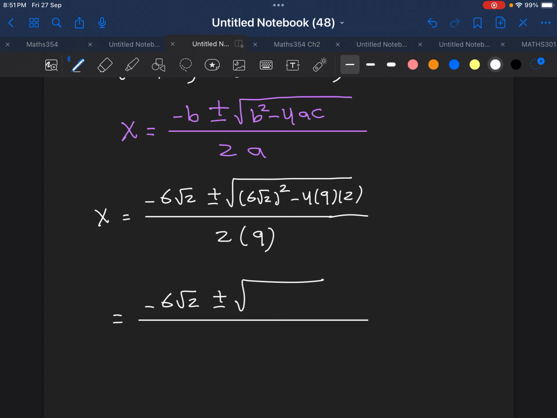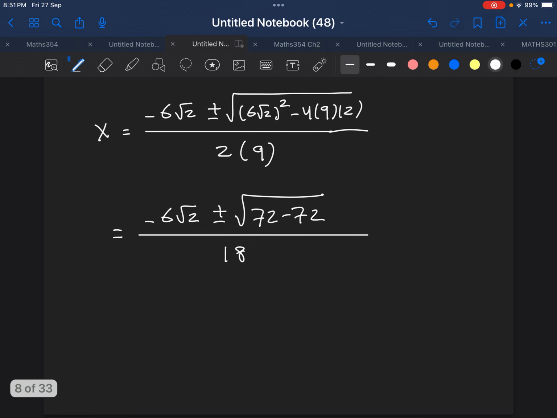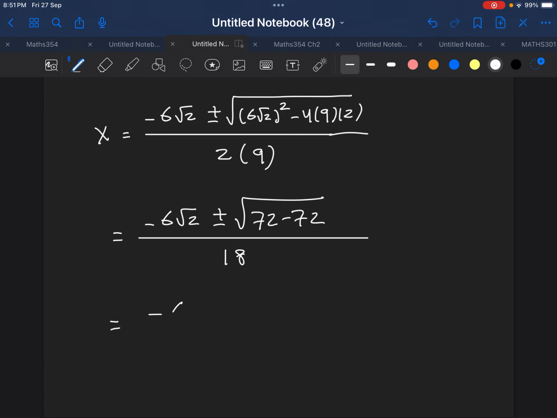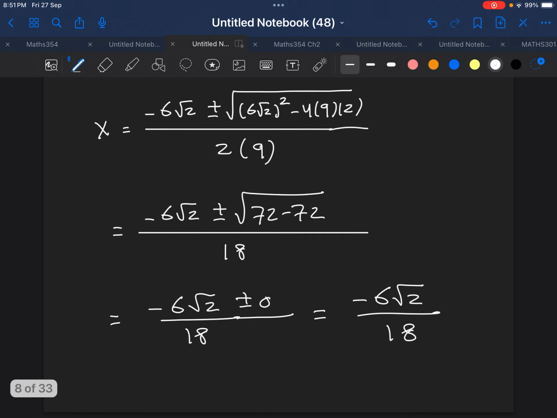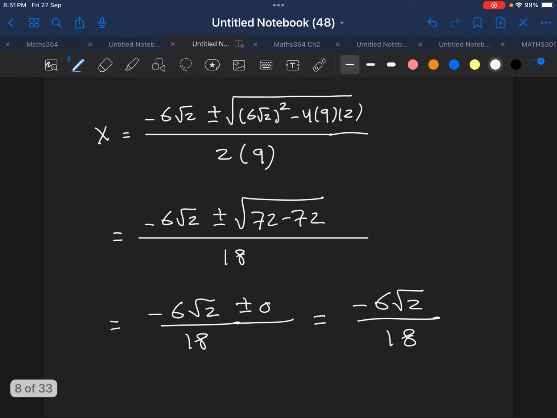which will be, if we do it slowly, 36 times 2, 72, minus. If we do this one, we'll get also 72. So we get 72 minus 72, divided by 18. Now 72 minus 72, this is just 0. So minus 0. So the final answer will be negative 6 square root of 2 divided by 18. And this is only one answer, and one answer only.